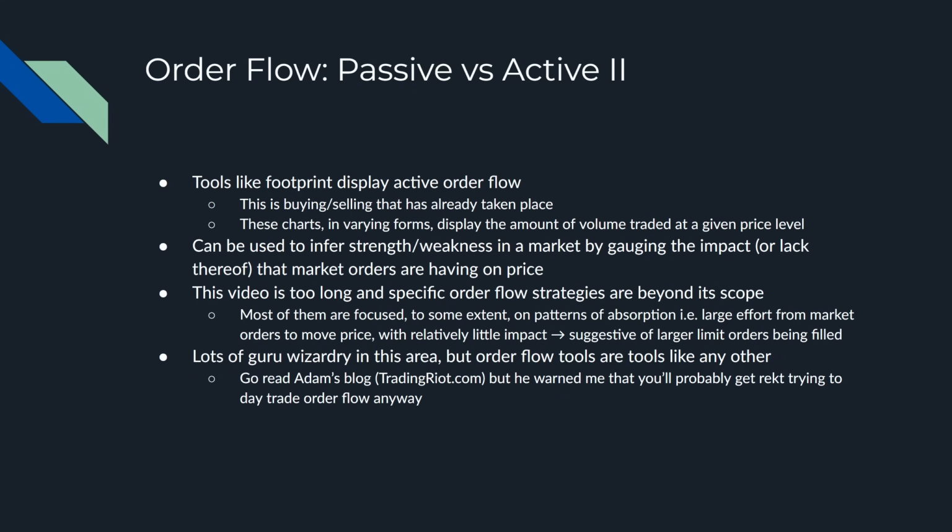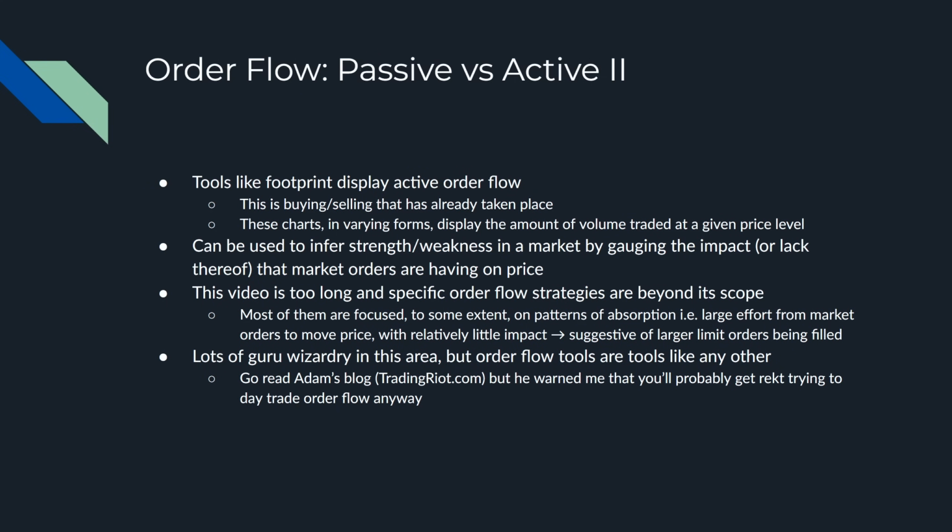Order flow, the active side, is tools like Footprint displaying active order flow. This is in contrast with passive order flow. This is buying and selling that has already taken place. It's not resting orders or the intention to trade. These are economic transactions that have already taken place, and these different charts and tools, in varying forms, display the amount of volume traded at a given price level.